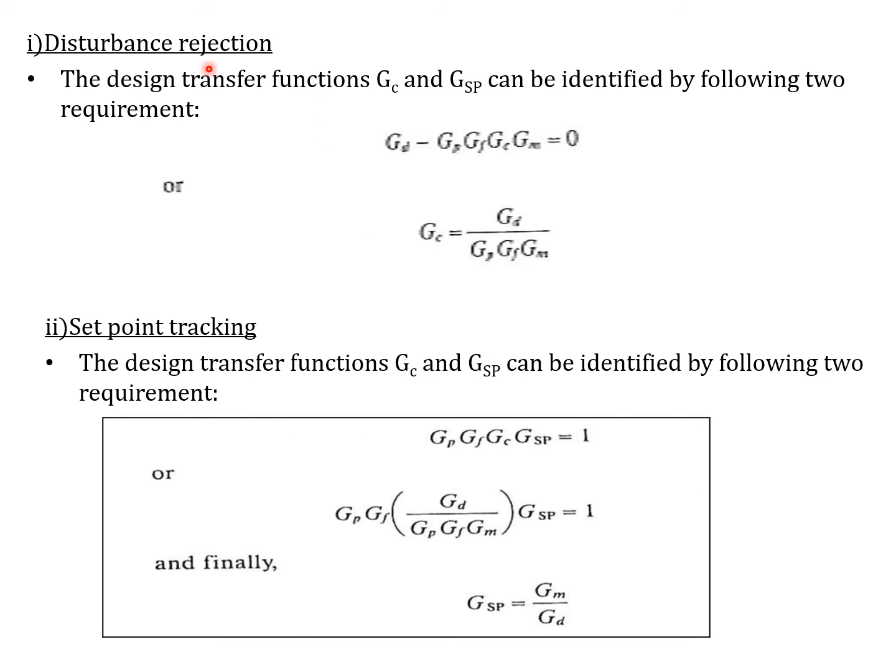It can be identified by the following two requirements. What are they? The disturbance rejection requirement. This is the disturbance rejection part, so the design of the GC is in this form. Then the set point tracking part, because you want the set point tracking to become 1. For the disturbance rejection, D minus this, you get 0. This is the set point tracking part, so this has to be equal to 1, and GSP equals to this and GC equals to this, to make the ideal feed-forward control mechanism that will cater for both disturbance rejection and set point tracking.